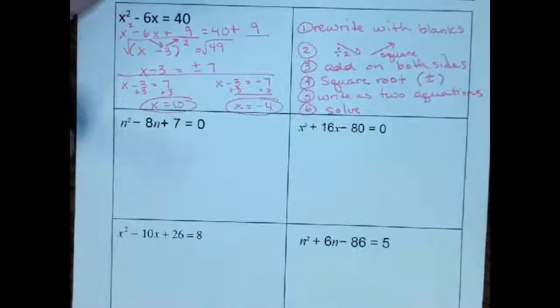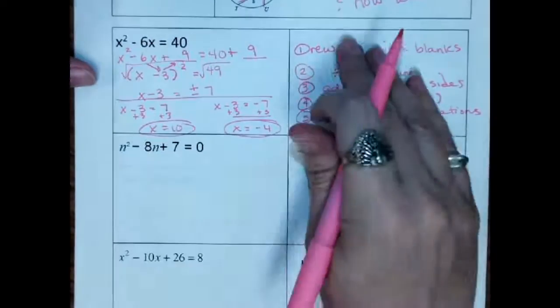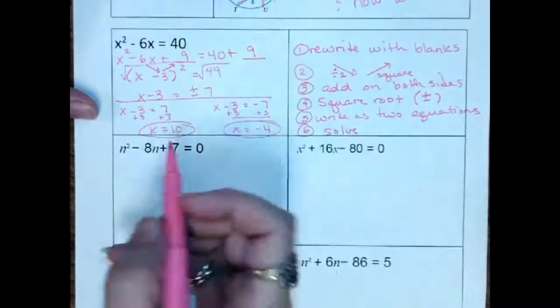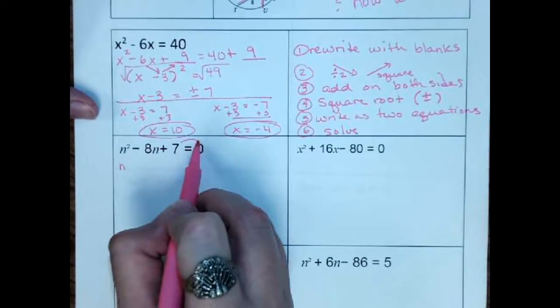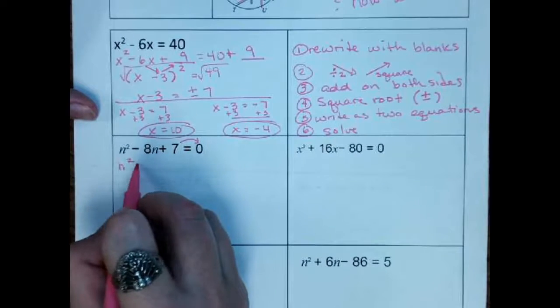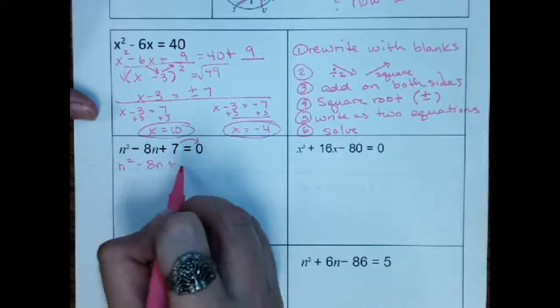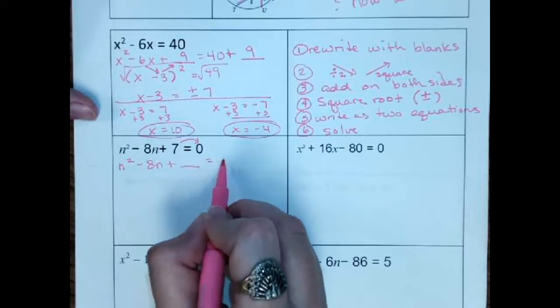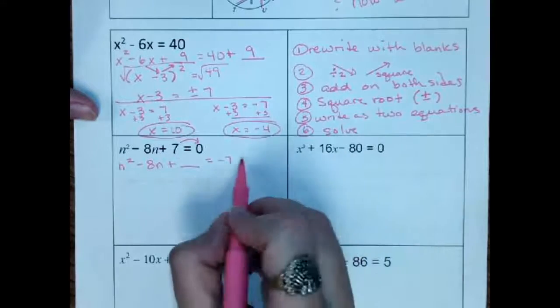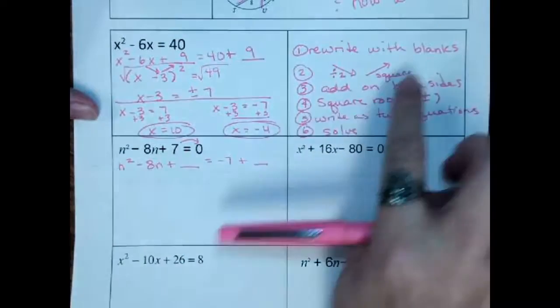Alright, so let's practice this a few more times. Here's our steps we're going to do. Rewrite with the blanks. And anytime this number is still on this side, it has to go to that side. So n squared minus 8n plus blank. When I minus 7 to move it to that side, it becomes negative 7. Minus 7 on both sides, and then put the blank. Rewrite with the blanks.